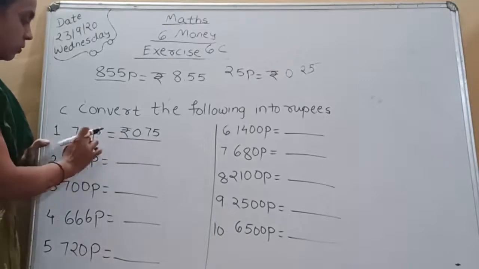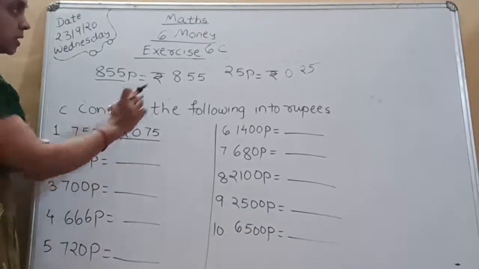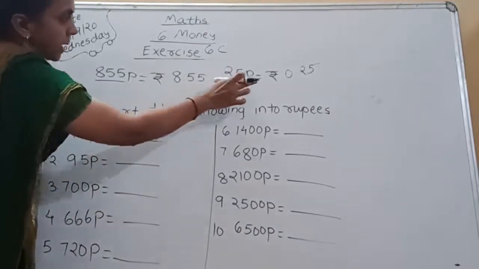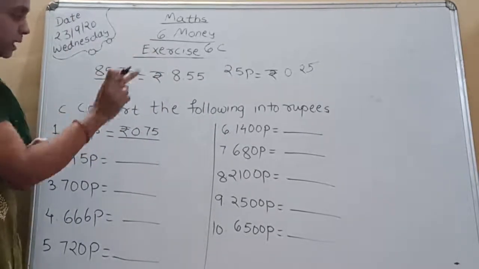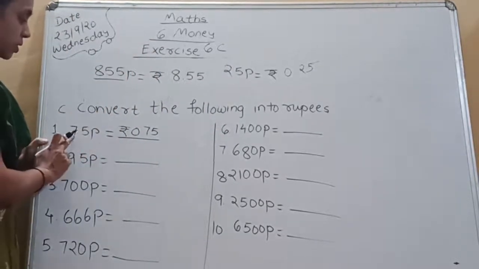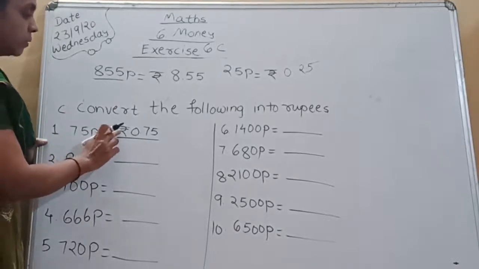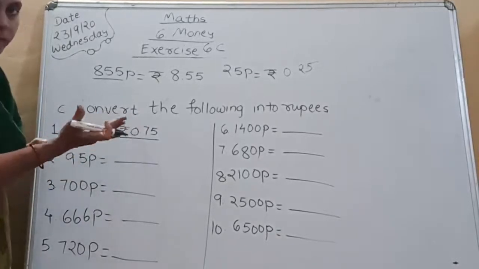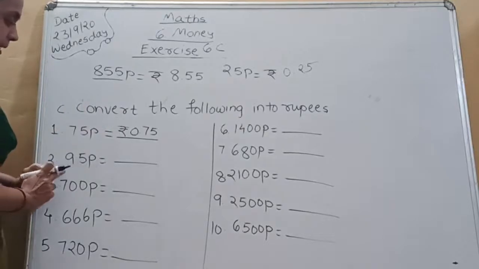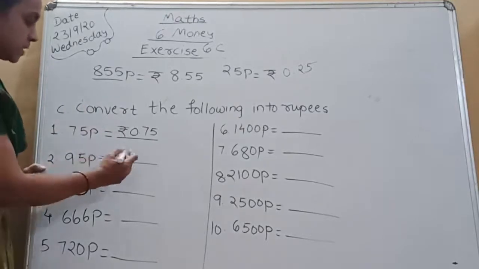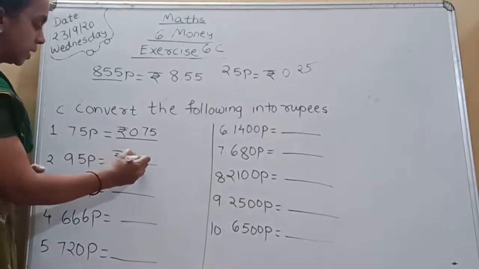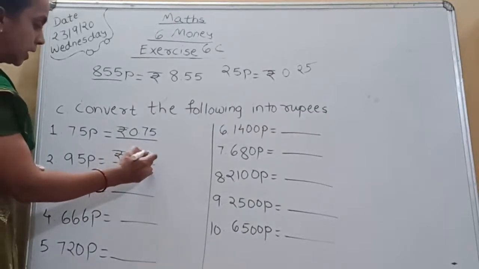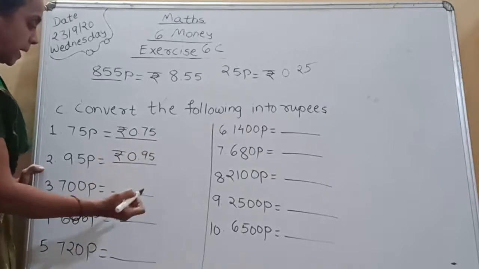So only 2 digits are there. See, like here also 25 paise. 25 paise we can write rupees 0.25. So here also 75 paise we can write rupees 0.75. Okay. Now see second example, 95 paise. Here also we can write here rupees, then write down 0, then give dot and then write down 95.